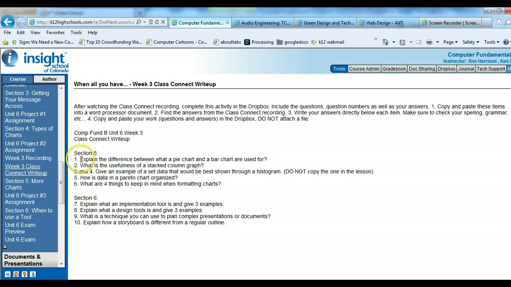Okay, so the questions we need to answer in section 5: difference between a pie chart and a bar chart, usefulness of a stacked column chart, example of a set of data to show on a histogram, how is the data in a Pareto chart organized, and what are the 4 things to keep in mind when formatting charts. Okay, we'll think about those things.